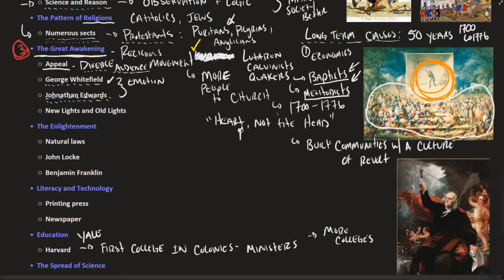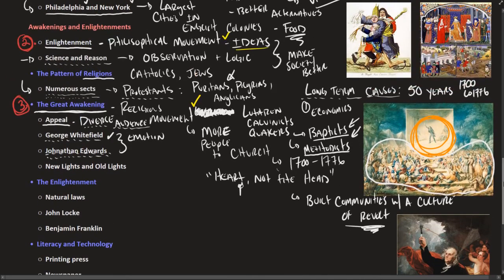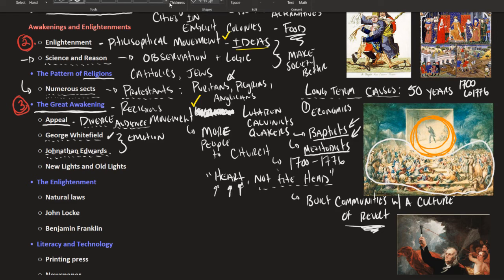And within a lot of those communities, it was this culture of revolt, because during the Great Awakening, people were more or less telling their preachers to get lost, right? Saying, look, I don't need to go to college in order to understand the Bible. All I need to do is feel my religion, right? It's emotional. I don't have to think about it. And so a lot of these denominations, right? You look at all these different denominations.